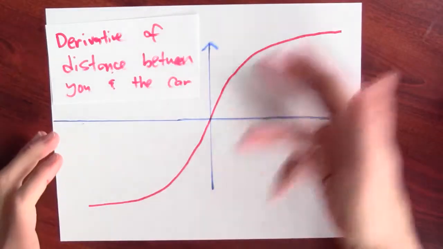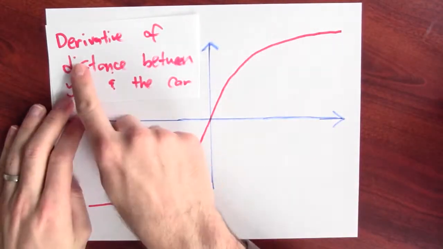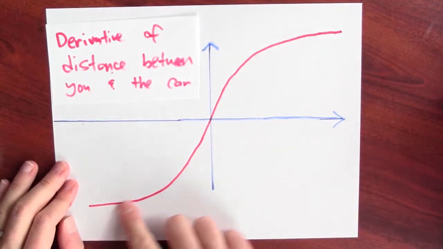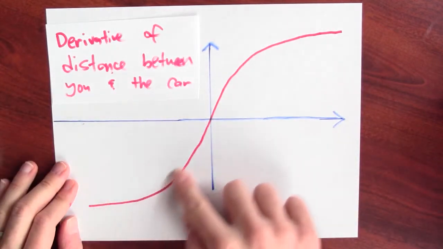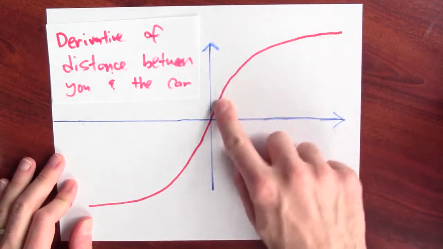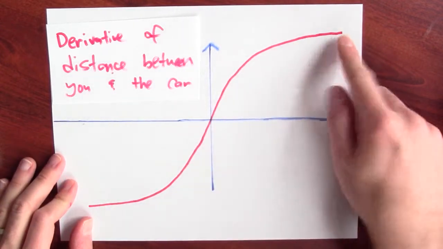Let's take a look at this with a graph. So here's a graph of that function. Remember, that function is the derivative of the distance between you and the car. So it's negative over here because the car's distance to you is going down, and it's positive over here because the car's distance to you is increasing.